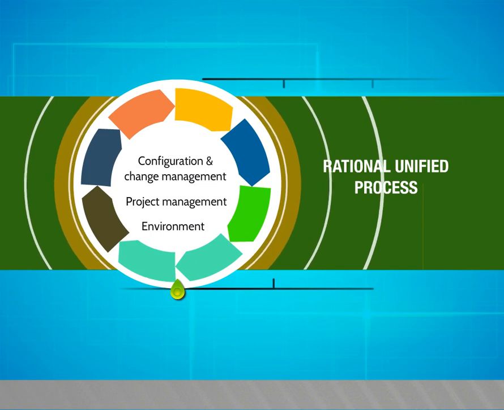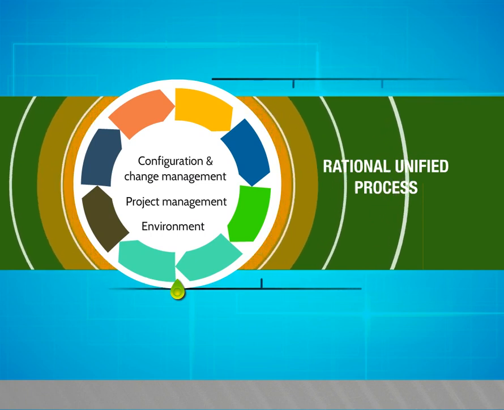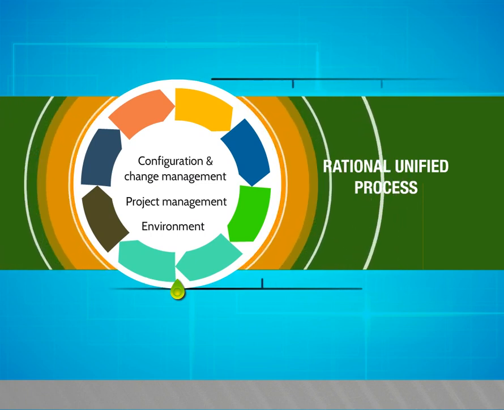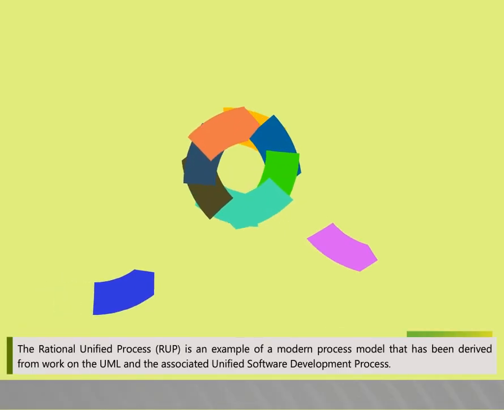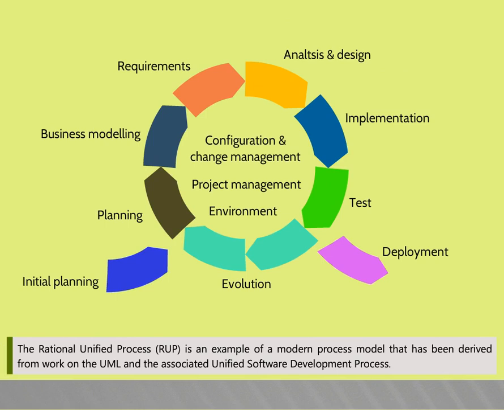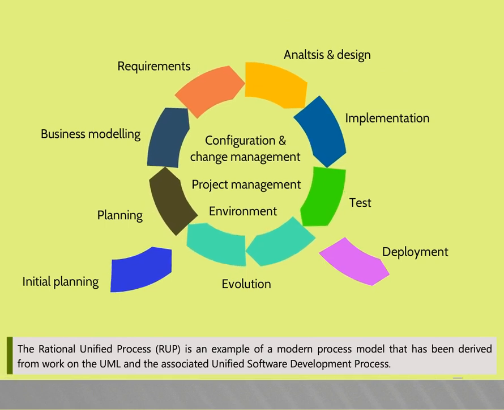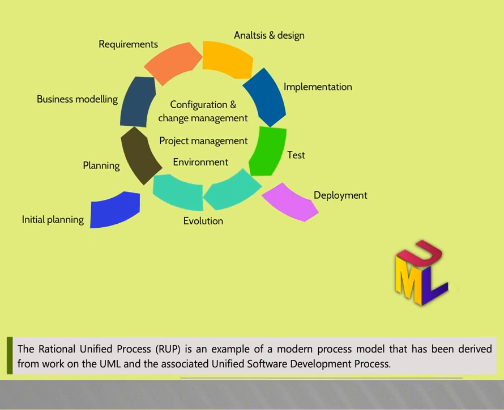Rational Unified Process. In this video, we are going to see about the Rational Unified Process. The Rational Unified Process, that is RUP, is an example of a modern process model that has been derived from work on the UML and the associated unified software development process.